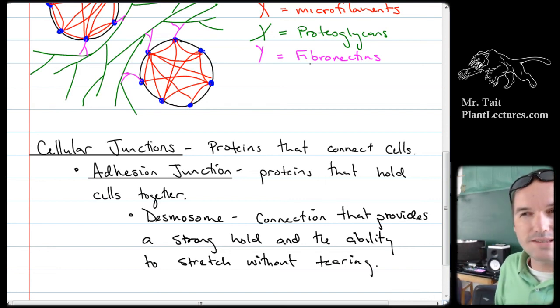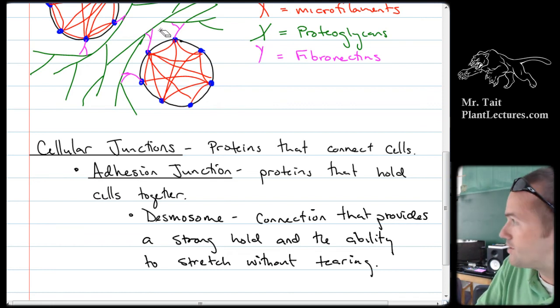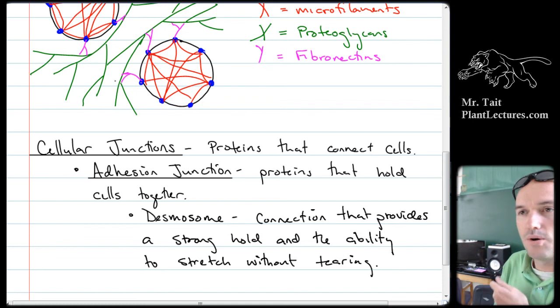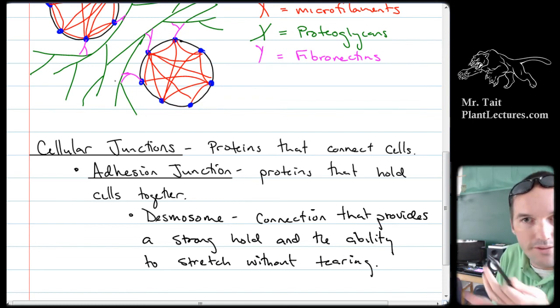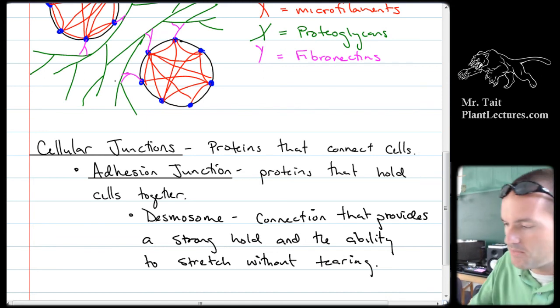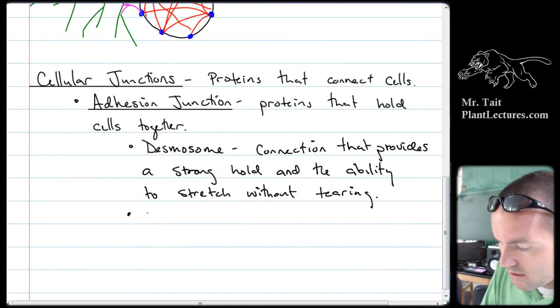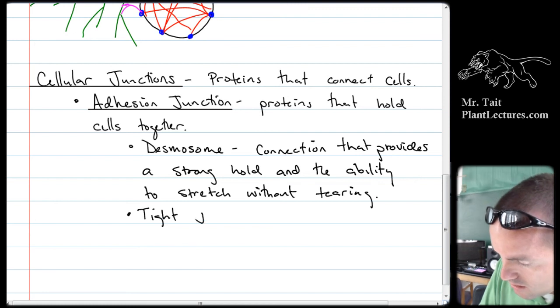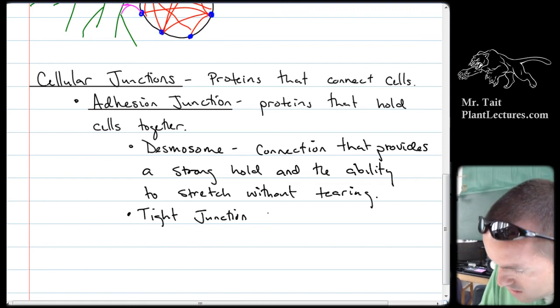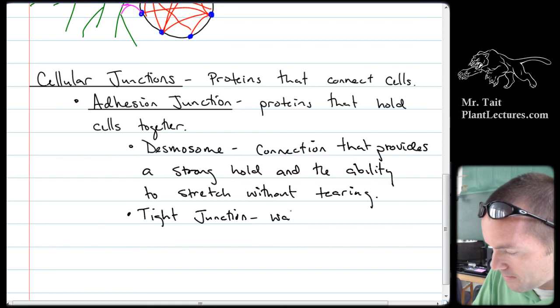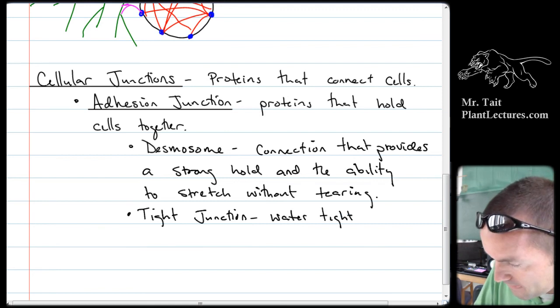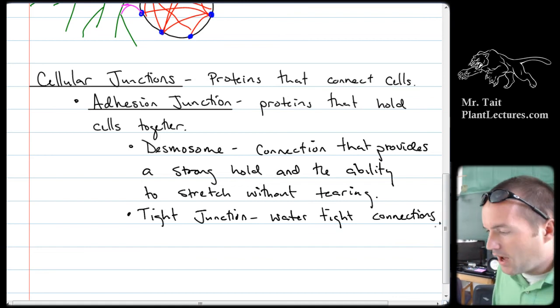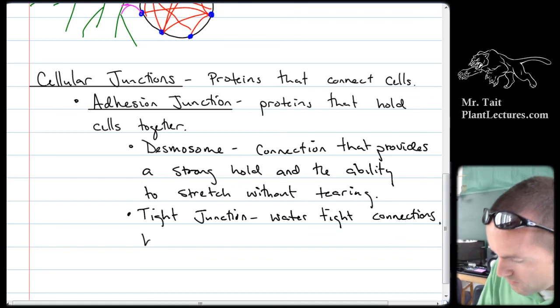The problem is that they're not watertight, because they're connected by these little handshaking proteins. If I didn't have something else holding my skin cells together, I would be leaking fluid all the time out of my skin, and that would not be good, right? So there's a second type called a tight junction. And tight junctions are watertight. They hold the cells very close together.